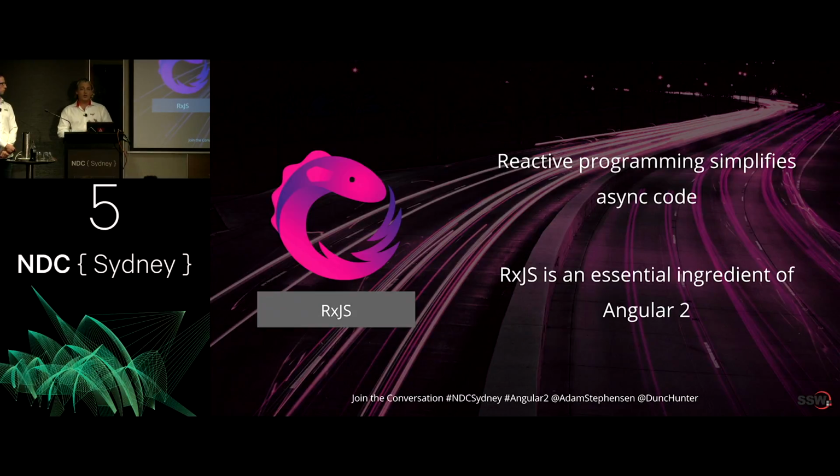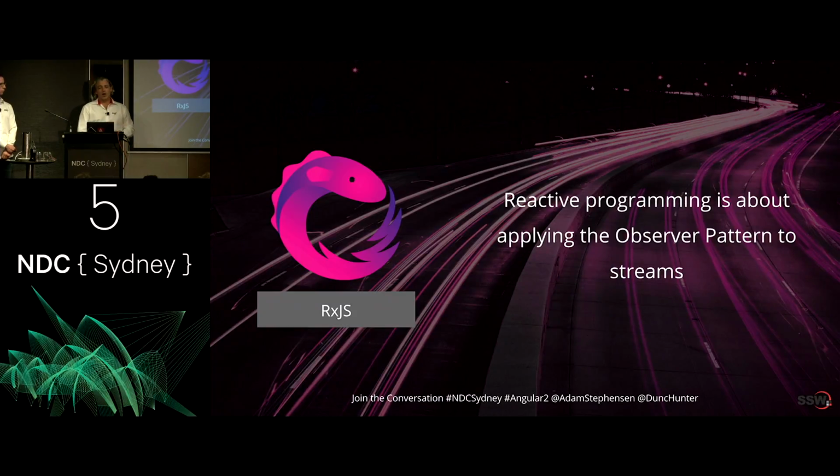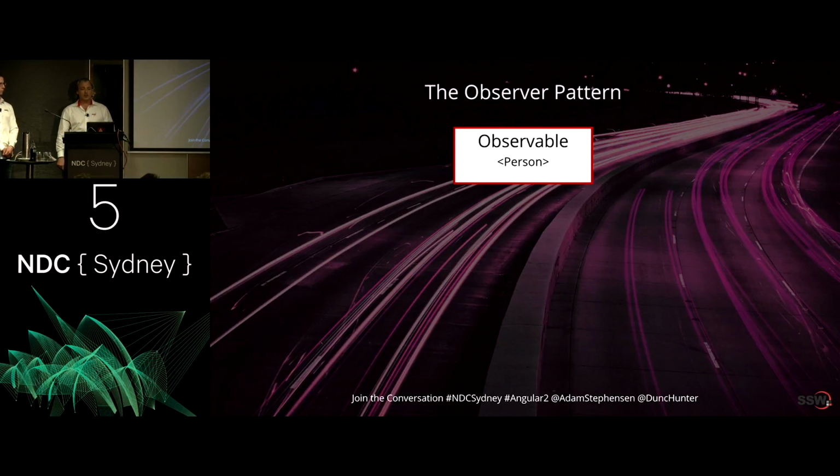It's used when you're doing forms. It's used when you're making an HTTP request. And a lot of people don't spend enough time getting their head around it, and they find that it comes back and causes them a lot of pain. So my goal here is just to get you over the learning hump. Now, according to the definition, reactive programming is about applying the observer pattern to streams. So that's what I'm going to start off with. I'm going to explain the observer pattern, and we're going to talk about streams.